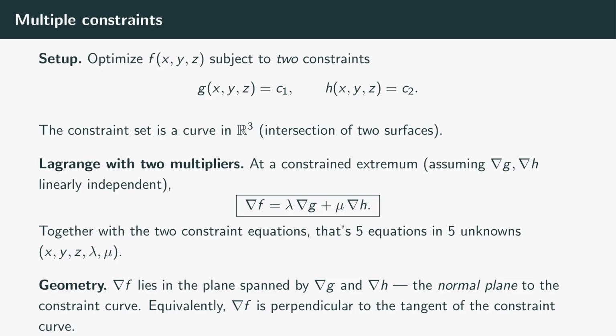The gradient of g and the gradient of h span the normal plane to the constraint curve, the plane of directions perpendicular to the curve. At a constrained extremum, the gradient of f has no component along the curve itself. Otherwise, you could increase or decrease f by walking along the curve, so the gradient of f lies entirely in the normal plane. Saying the gradient of f lies in the span of the gradient of g and the gradient of h is exactly the equation the gradient of f equals lambda times the gradient of g plus mu times the gradient of h. Same idea, more multipliers.